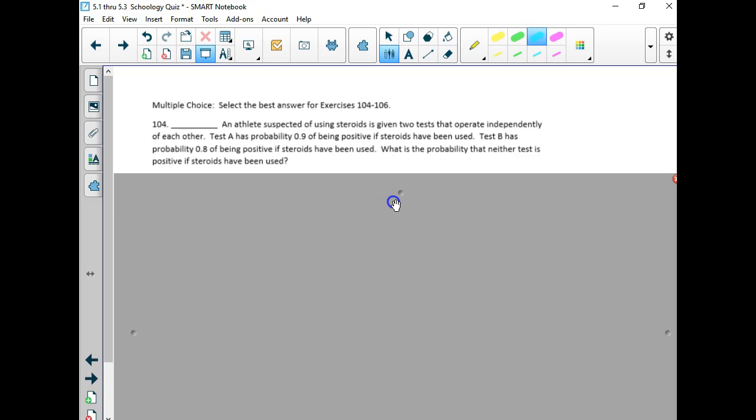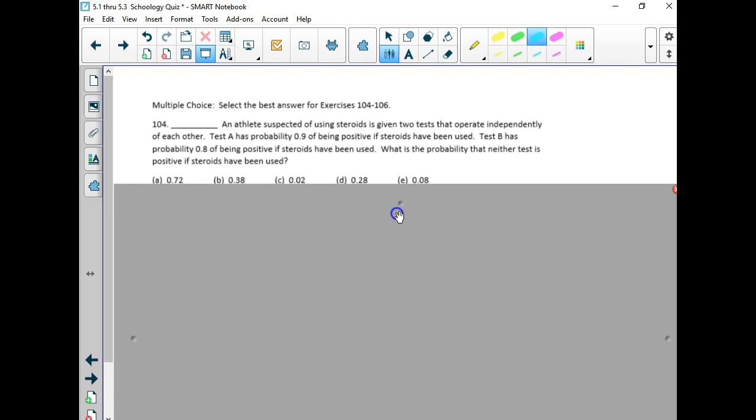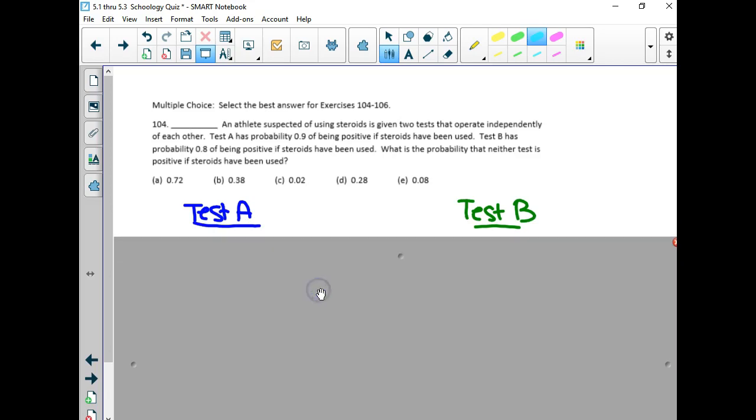Okay. Again, I think the biggest thing is just write down the information they've given you without all these words. So what do I know, what's going on? I have a test A and I have a test B.